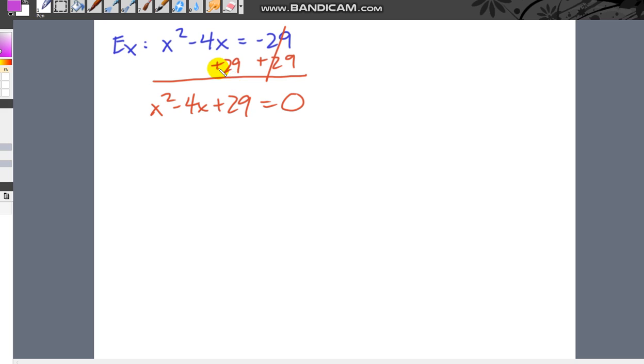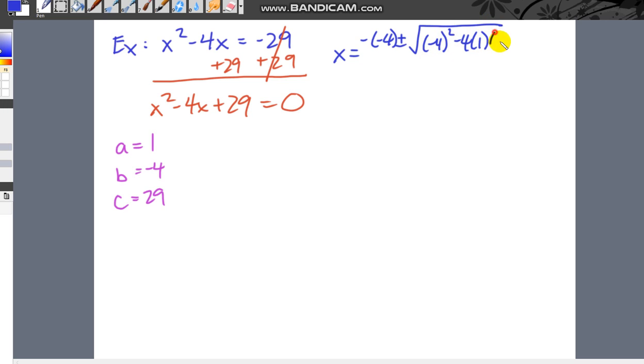Okay, next we need to identify a, b, and c. a is 1, b is -4, c is 29. Now let's go ahead and apply that lovely quadratic formula. So x is equal to -b plus or minus the square root of b squared minus 4ac all over 2a. Alright, so let's go ahead and simplify this.